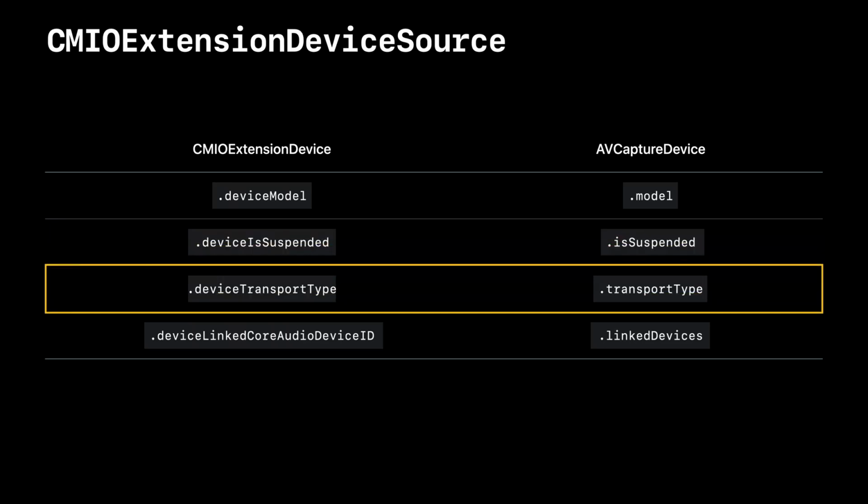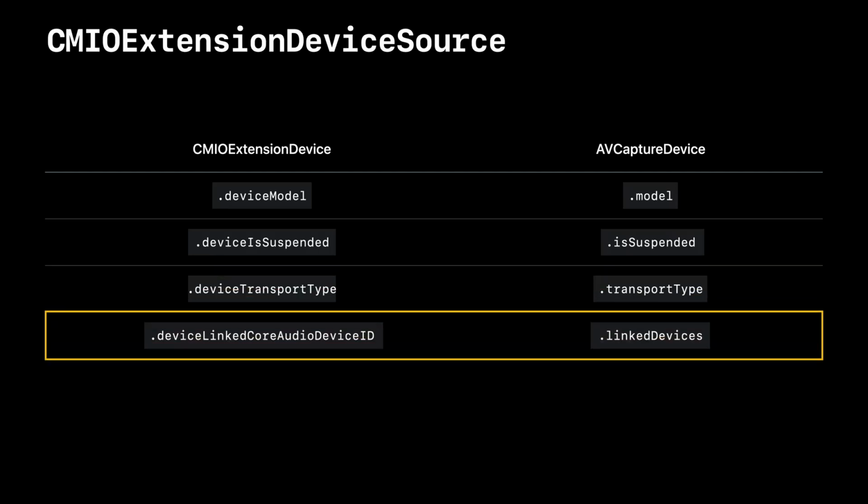Your device's transport type reveals how it's connected, such as via USB, Bluetooth, or FireWire. Lastly, if you have a microphone physically paired with your camera, you can expose it as a linked device. All of these properties are read-only.